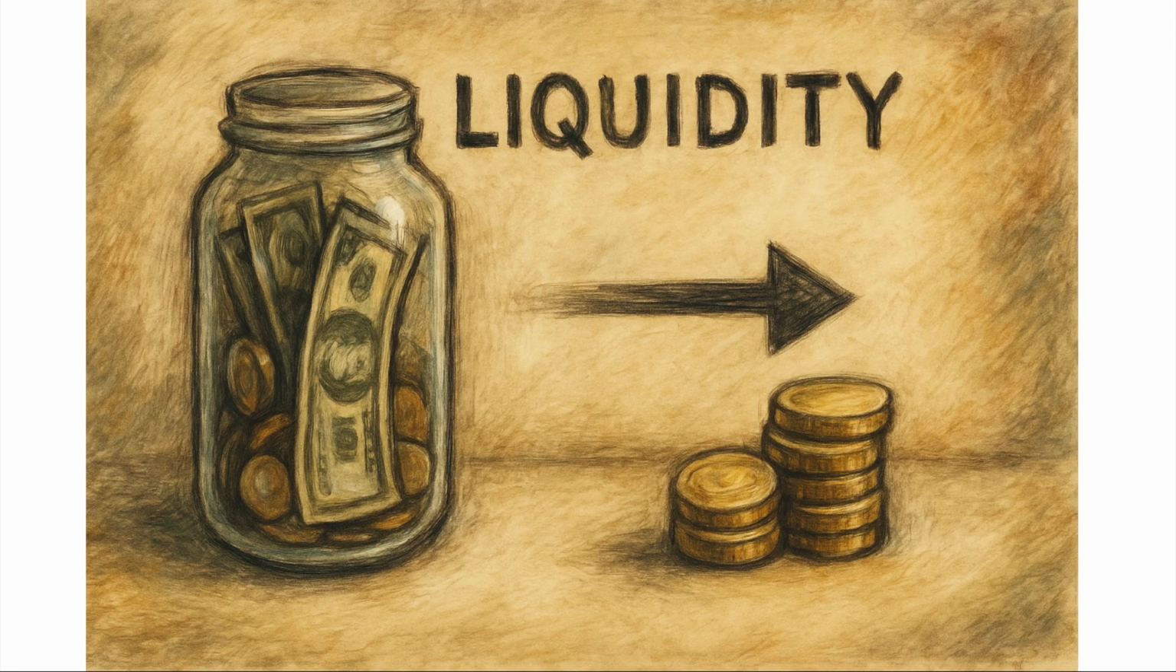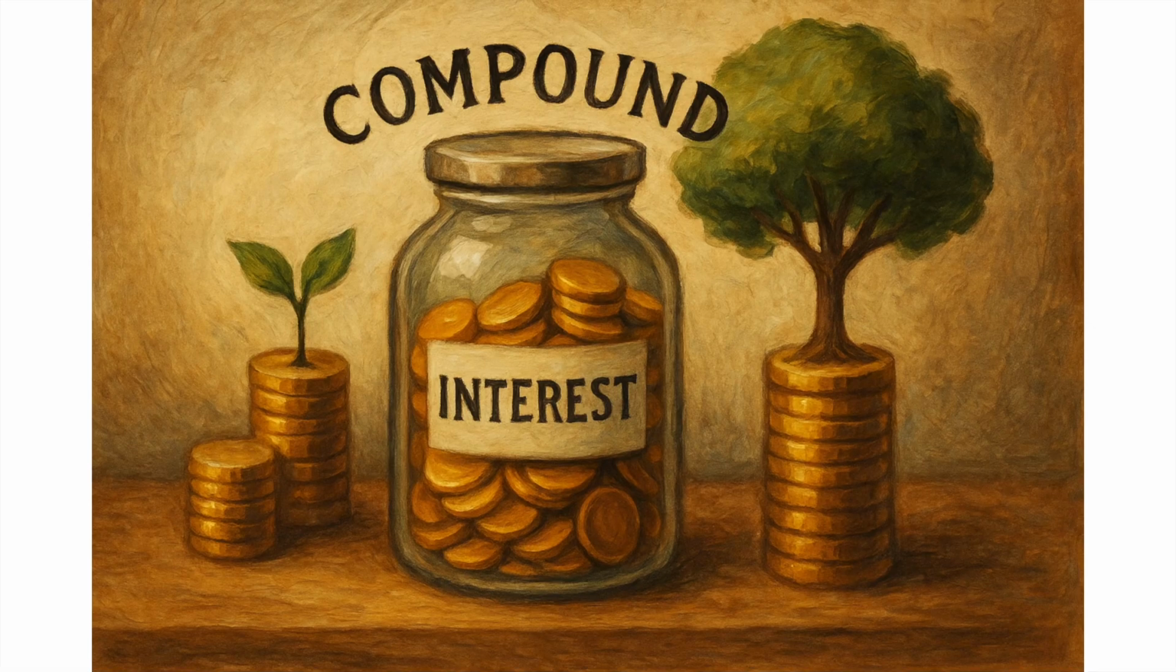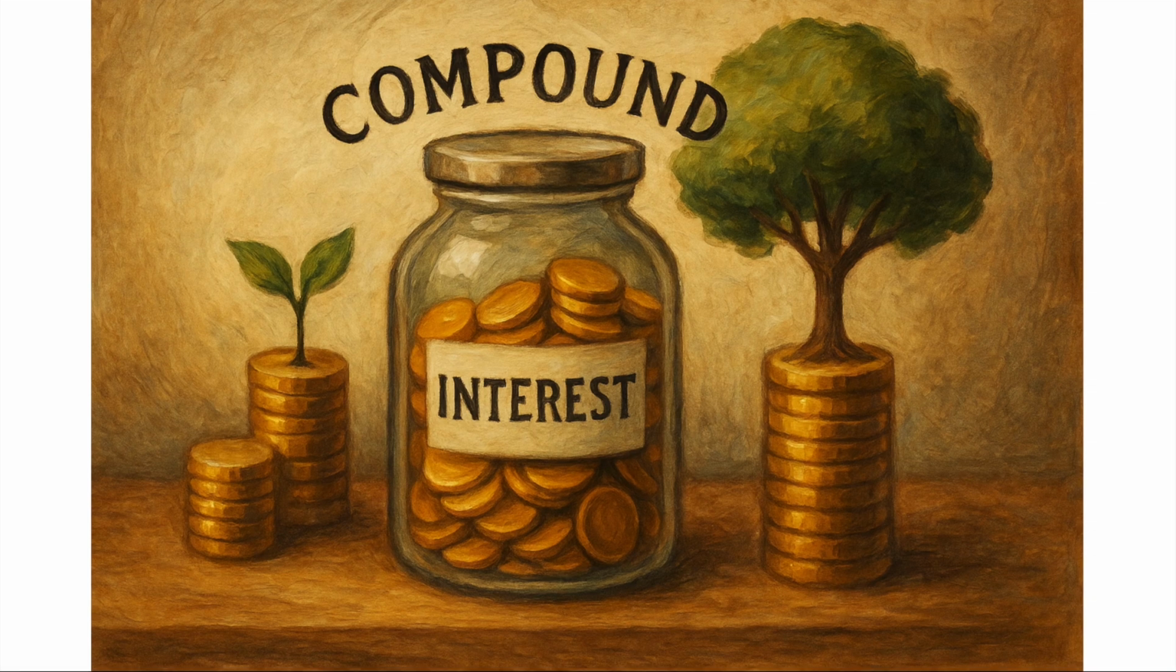Compound interest. Compound interest is when the interest you earn also earns interest, causing your money to grow faster over time. Compounding rewards patience and discipline. The earlier you start investing, even with small amounts, the more powerful compounding becomes. It is the core engine behind long-term wealth. Time is as important as the amount you invest.